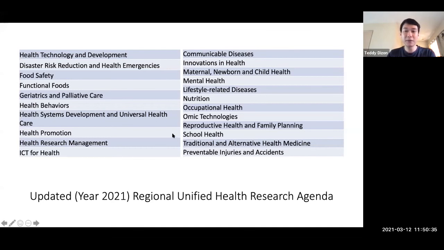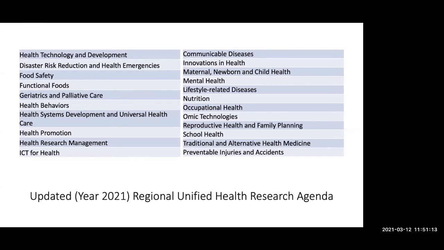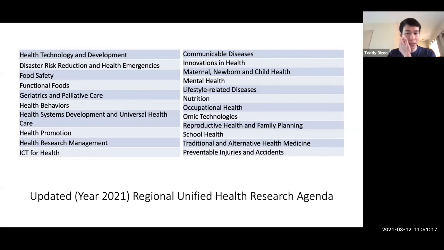Okay, number 1, health technology 75, disaster risk reduction 92, food safety 83, functional food 67, geriatrics and palliative care 58, health behavior 75, and health systems development and universal health care 100%. Next set for the ethical acceptability. So for ethical acceptability, the next round will be on health promotion, health research management, ICT for health, communicable diseases, innovations in health, maternal, newborn, and child health, mental health, and lifestyle-related diseases. Ano po dito yung high ethical acceptability?